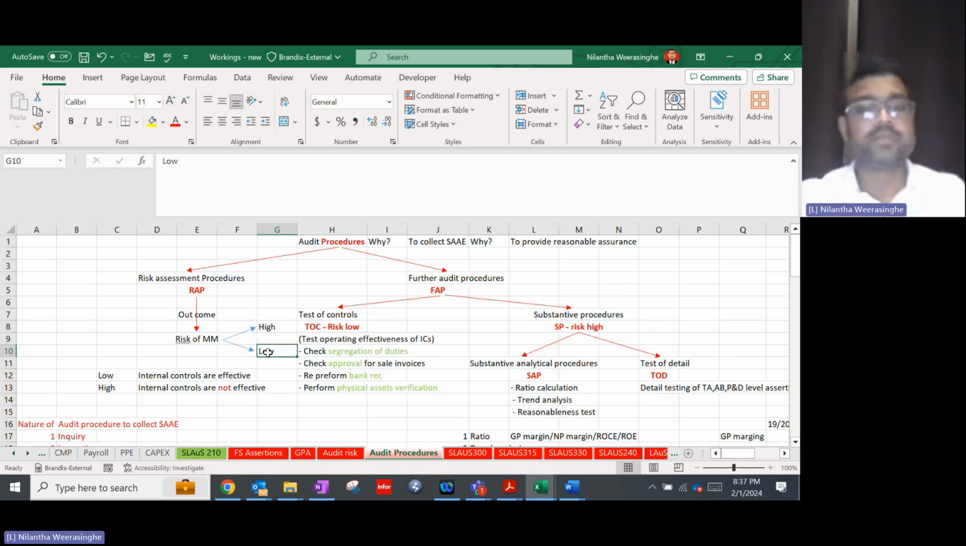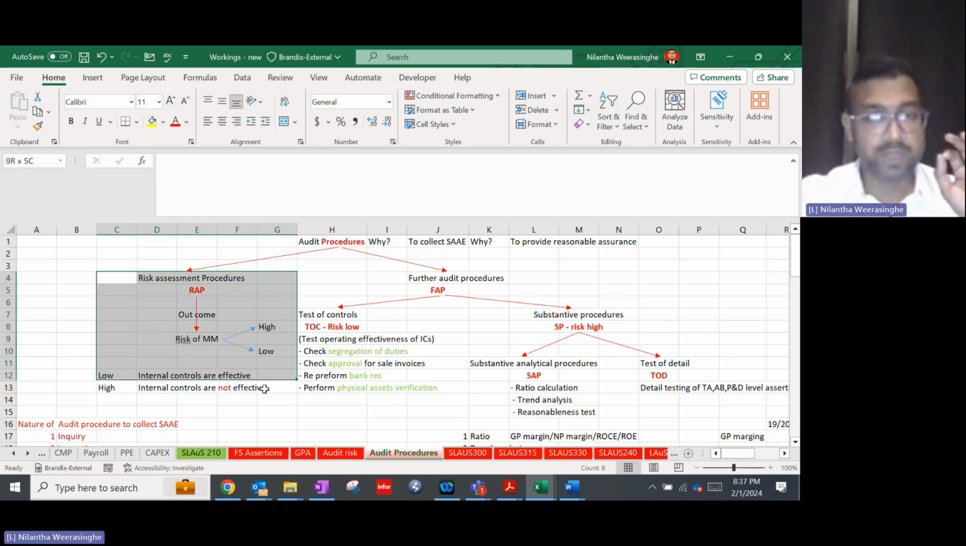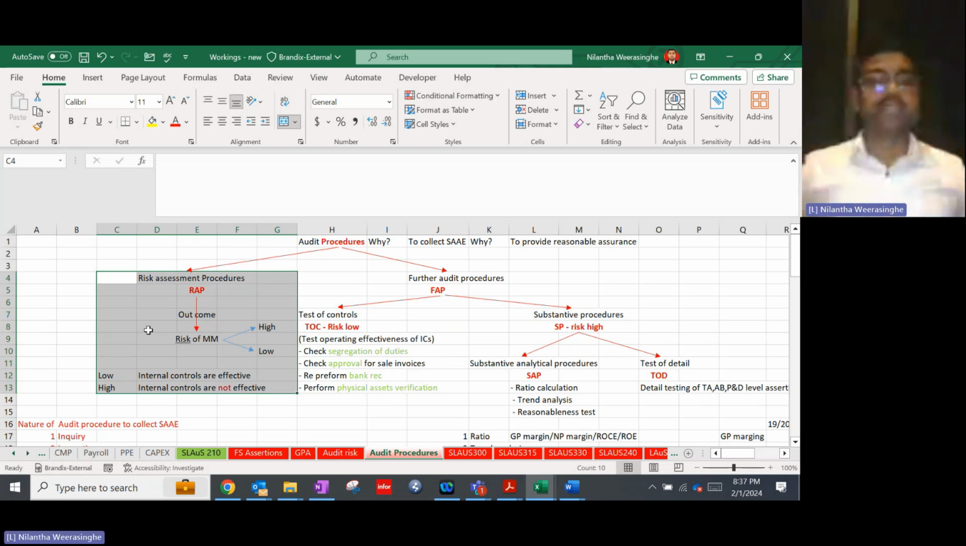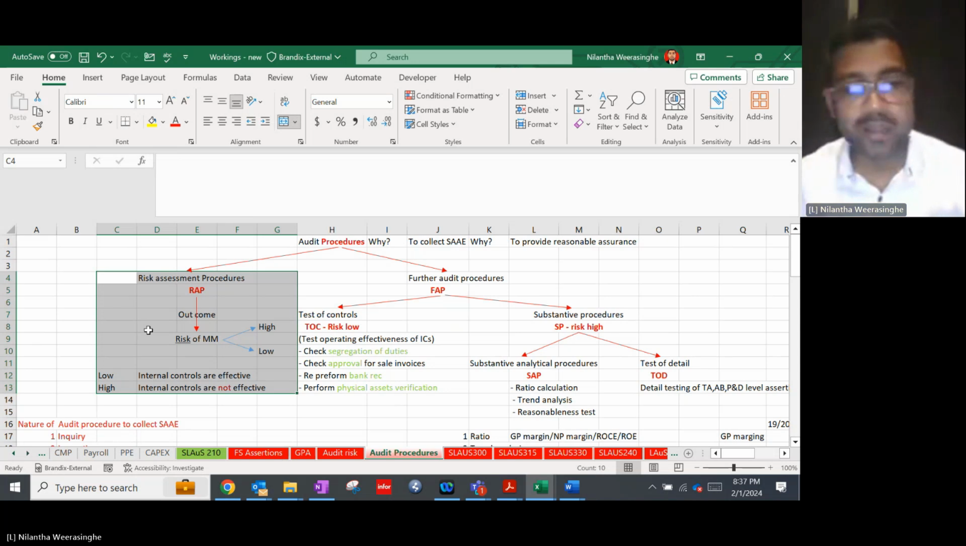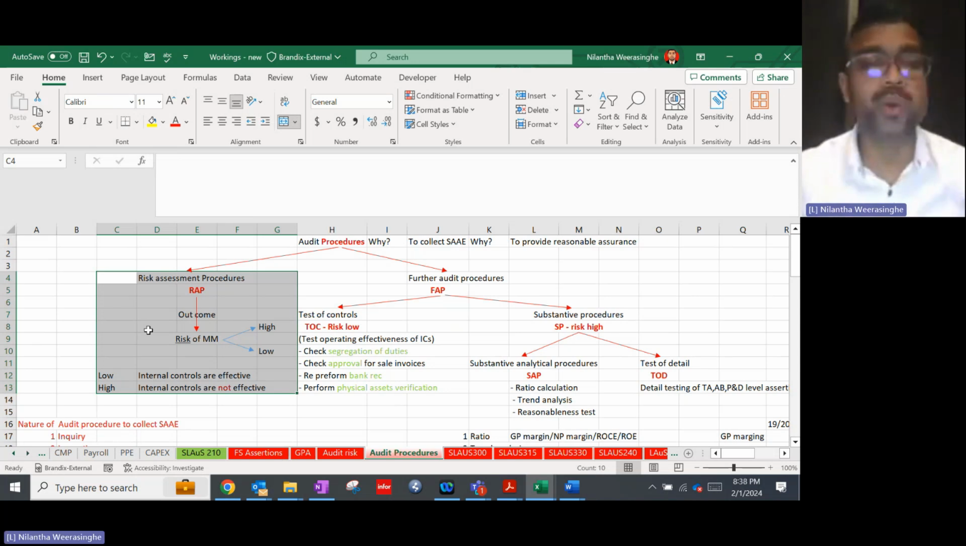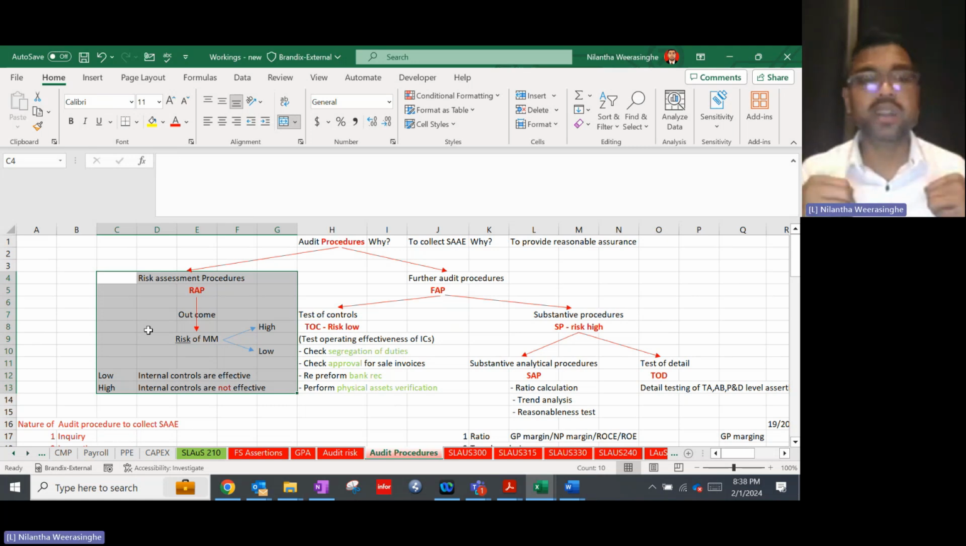Okay, fine. Now, outcome of risk assessment procedure. Listen to me carefully. Outcome of risk assessment procedure is not the misstatement. Sometimes you will misunderstand this. Outcome of risk assessment procedure is what? You will identify the risk. You don't know whether misstatements are there or not. Only you will identify risk. That risk can be high risk or low risk here.